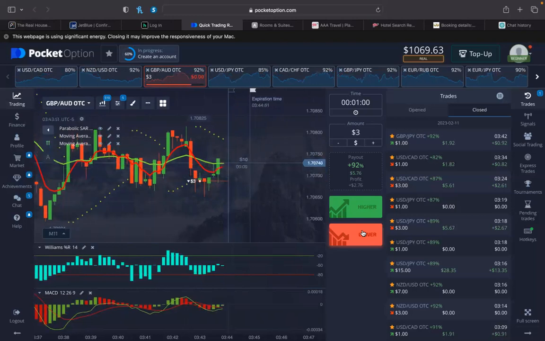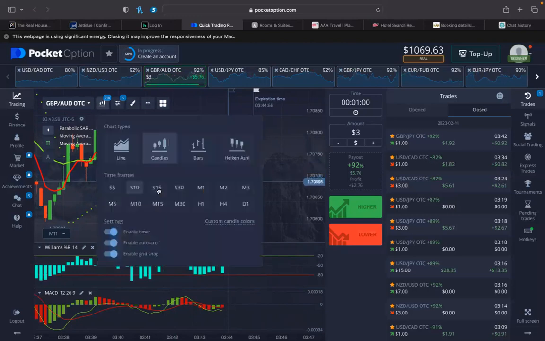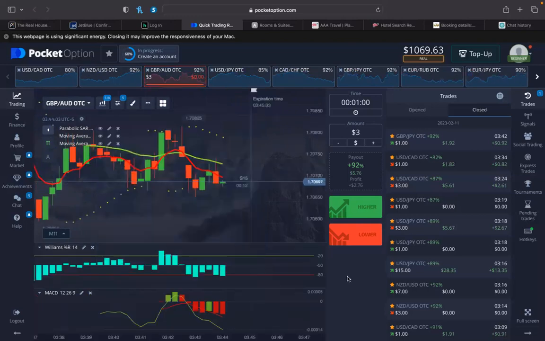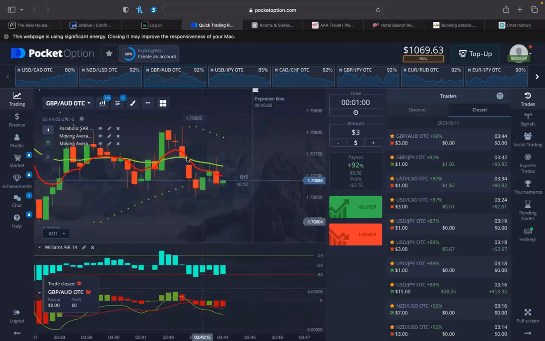So it looks like this trade is possibly going the other way. So what we're going to do now, just in case we lose, we're going to go ahead and bump it up to the 15-second chart. I lost the trade. So on the 15-second chart, I am still in sell position. So I'm going to double up my trade and I want to go at $7 now.